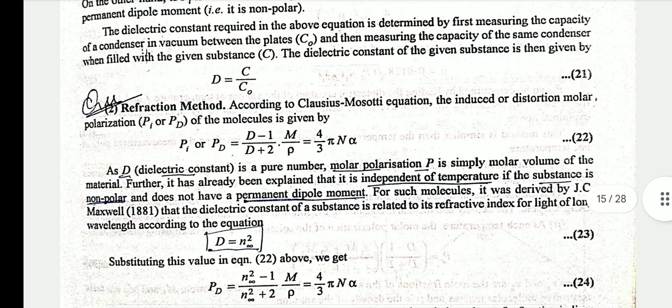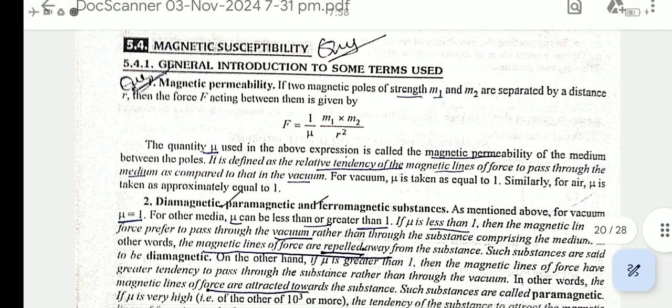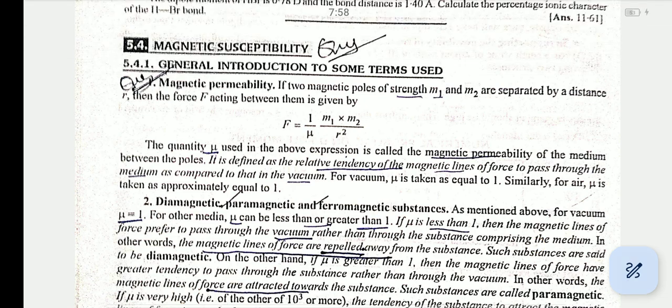Now we will discuss magnetic susceptibility. General introduction to some terms used. Magnetic permeability. If two magnetic poles of strength m1 and m2 are separated by a distance r, then the force F acting between them is given by F = (1/μ) m1 m2/r². The quantity μ used in the above expression is called the magnetic permeability of the medium between the poles.